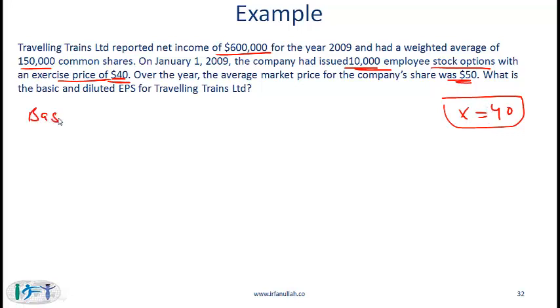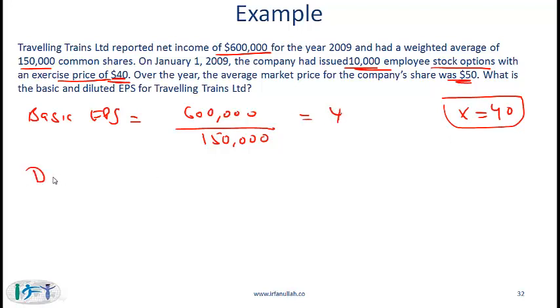First, let's calculate the basic EPS, and by now you should be really good at this. The net income is 600,000. Here we don't have any preferred shares, so nothing to subtract. And then we divide by the number of shares outstanding, which is 150,000. The basic EPS is 4. What about the diluted EPS? Again, we start with 600,000 in the numerator.